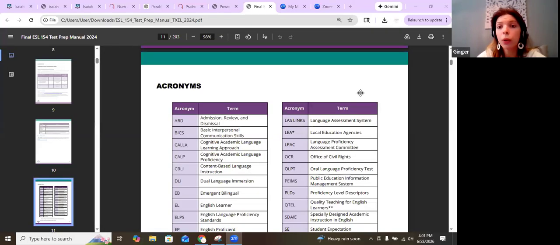Okay, today we are going to study the ESL, English as a Second Language, supplemental exam. We're going to be looking at the acronyms and some of the glossary that's on the test. So that's for the TExES ESL Supplemental 154 exam. So here we go. We're going to start with some acronyms.